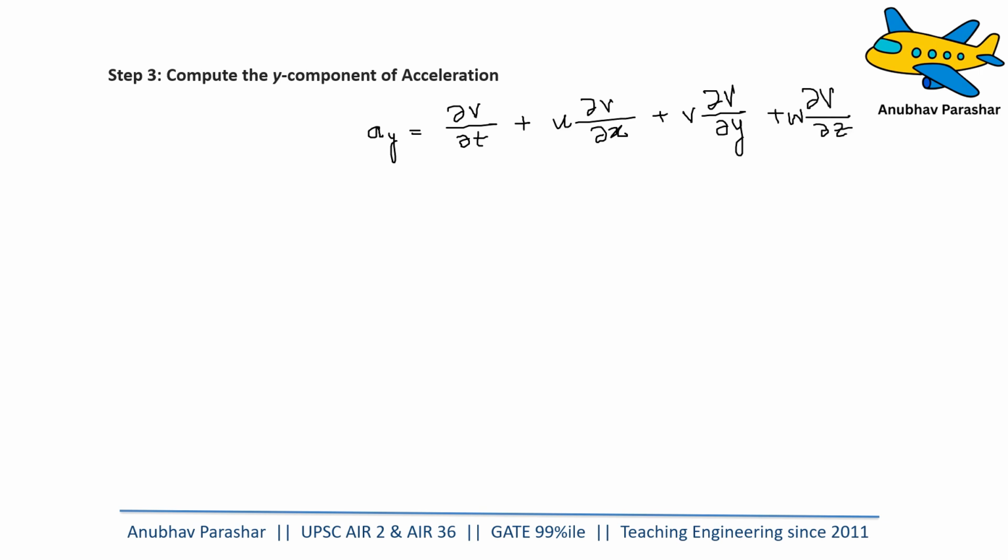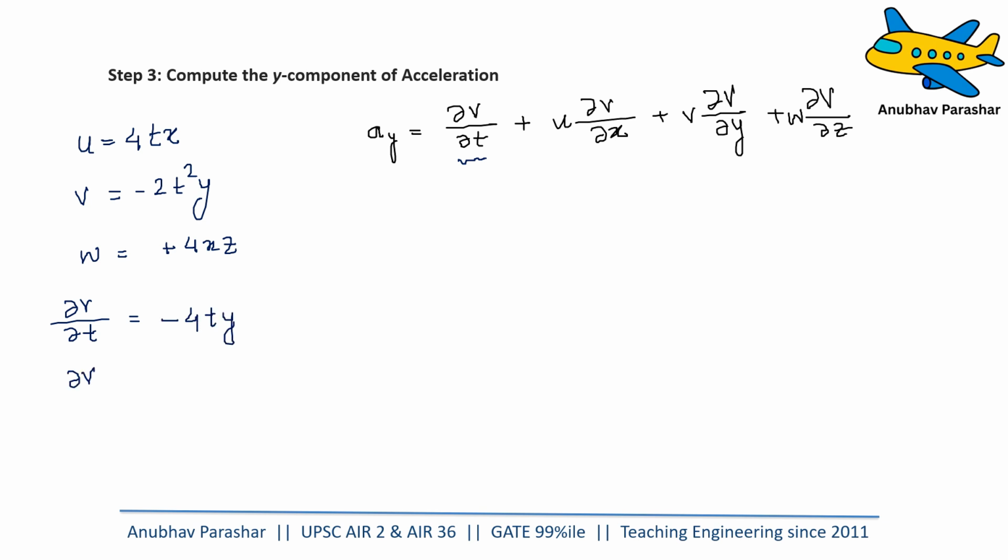Let us rewrite u, v, and w so that it becomes easy for us to compute. So u, we have already seen, is 4tx, right? We have seen v, it is equal to minus 2t square y. We have seen w, it is equal to 4xz. Now, to calculate, the first term is del v by del t. If you partially differentiate v with respect to time, keeping others constant, it is going to be minus 4ty.